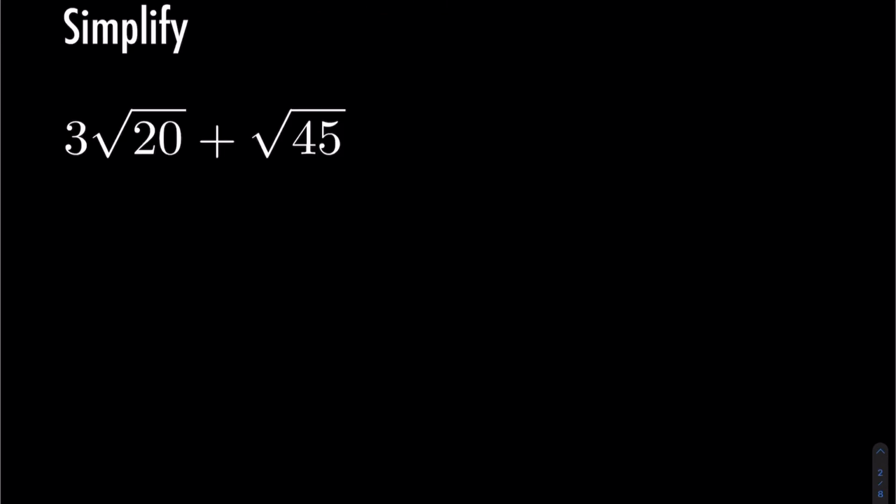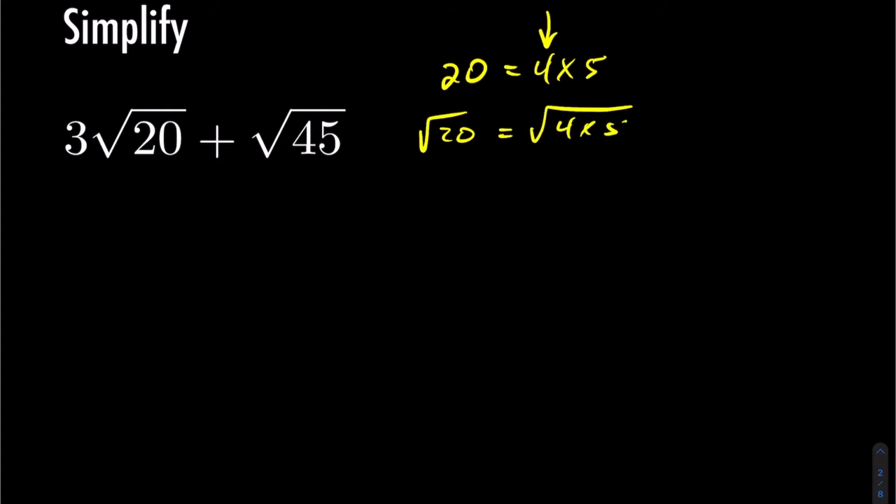For our first expression here, we have 3 root 20 plus root 45. We need to break up this radical here. And the idea here is you want to think of the largest perfect square that lives inside of each one of these. So for instance, if you take the number 20, I can factor that as 4 times 5, and this is a perfect square. So if I go to evaluate the root of 20, that breaks up into the root of 4 times 5.